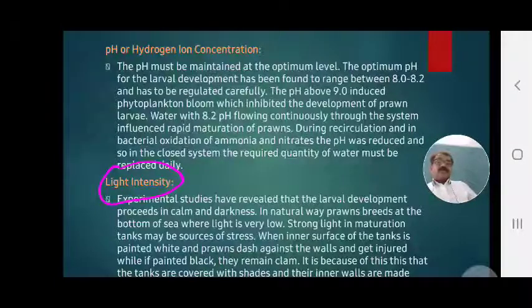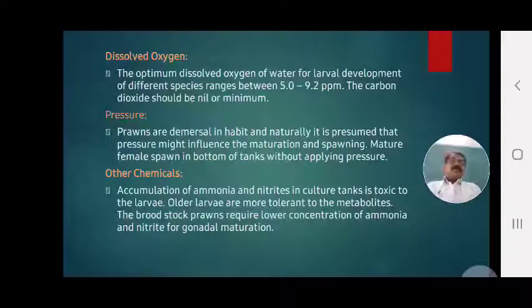It is because of this that tanks are covered with shades and their inner walls are painted black. When the inner side is painted black, prawns do not dash against the walls or the bottom, they are not injured, and they are safe. That's why the inner side of the tank is painted with black paint. It is ideal for the culture of prawn.